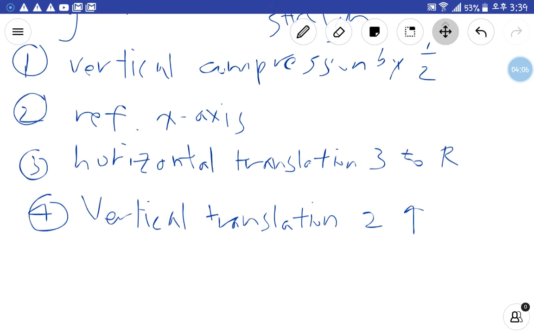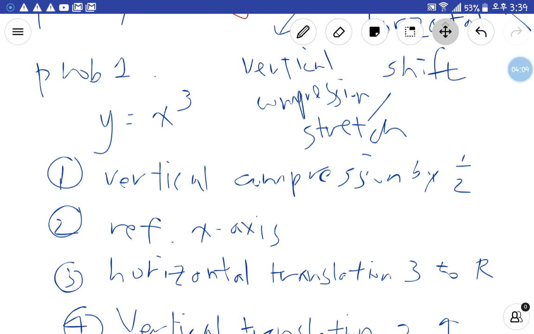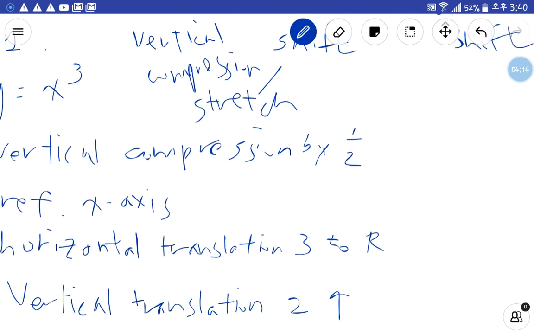So the first one, I have x to the third power, and now I have a vertical compression by a factor of 2. Because of that, I'm going to have y equals half x cubed. So you just write down half in front of x cubed. Now what? Reflection across the x-axis. In this case, your half is going to have the opposite sign, which is y equals negative half x cubed.